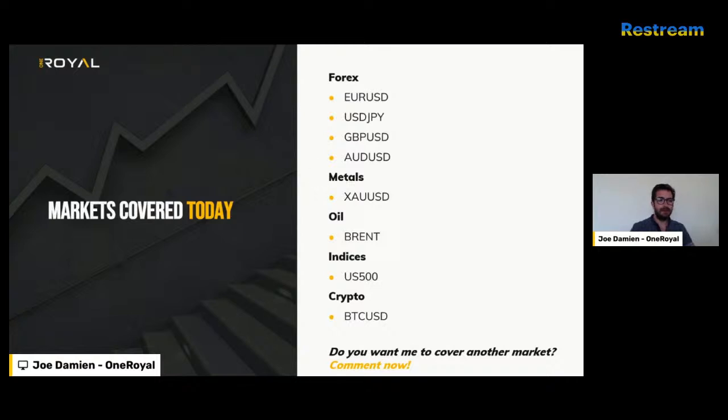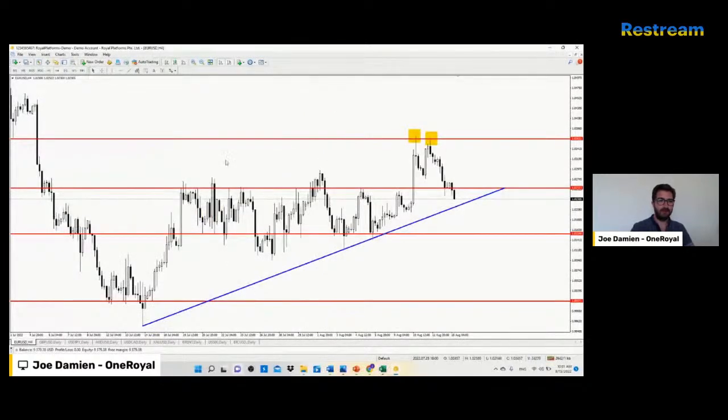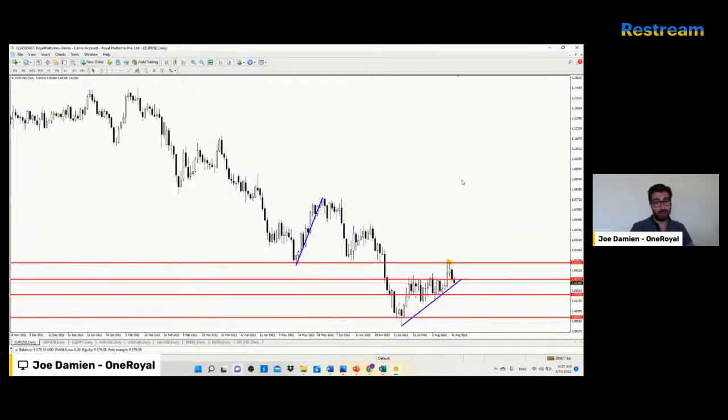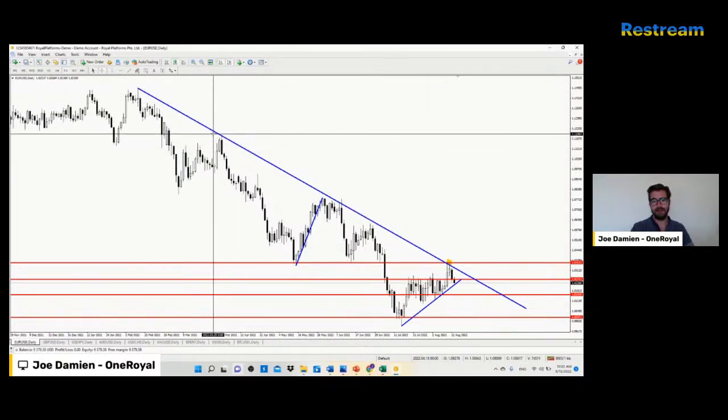So let's start with the analysis by going through Euro USD. We will start as always on the daily time frame. The Euro USD is still on a downtrend on the higher time frame, which is the most important thing to look at first when you open your charts. We have lower highs, lower lows. You can see that the market is respecting this downtrend.